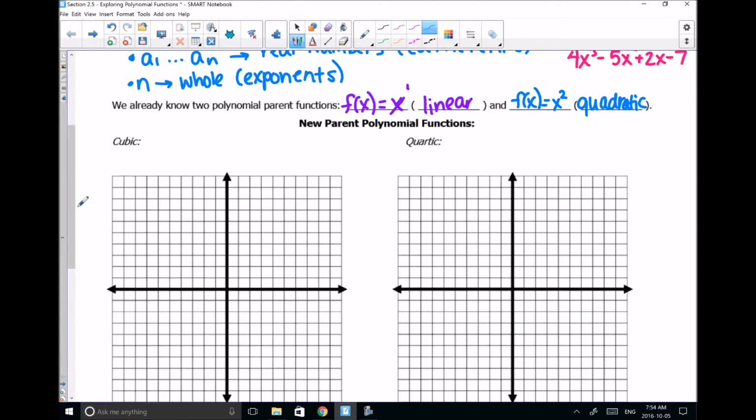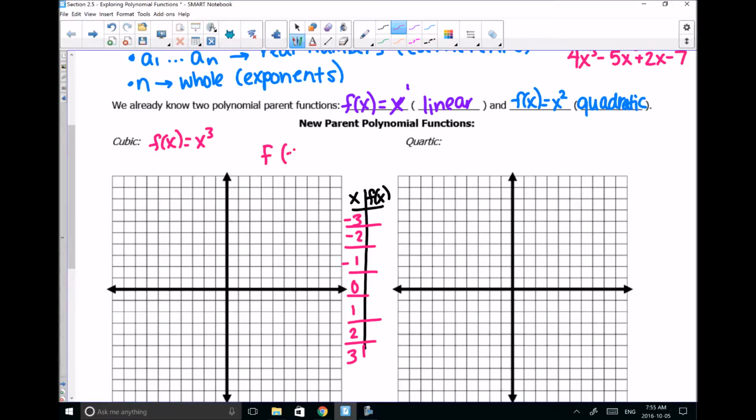So you can probably guess a cubic function would be f of x equals x cubed. So let's go ahead and make our charts, and these are functions that you guys are going to have to memorize just like we did with our parent functions in our first unit. So let's go ahead and figure out what some of these values are going to be. So -3 all the way to +3. But this time, instead of squaring this -3, I'm going to cube it. So f of -3 is -3 to the power of 3, so I should get -27.